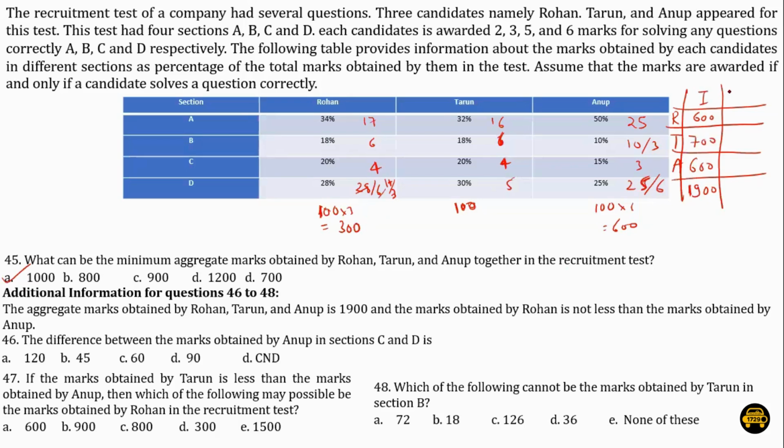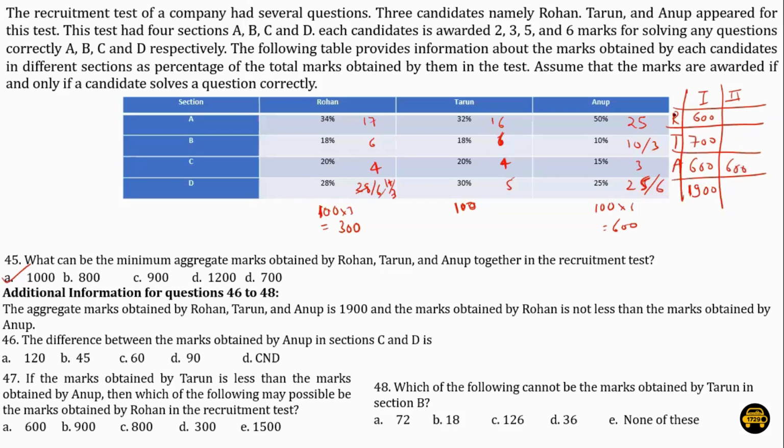In the second case, we cannot increase Anoop's marks, because if we do it, this will become 1200, and Rohan also has to be 1200 in that case, because Rohan cannot get lesser marks than Anoop, and 1200 plus 1200 will give you 2400, which is not possible because you have to have 1900 here. So Anoop will get 600 anyways.